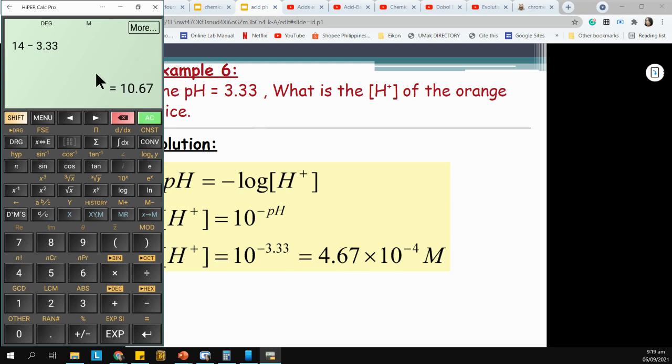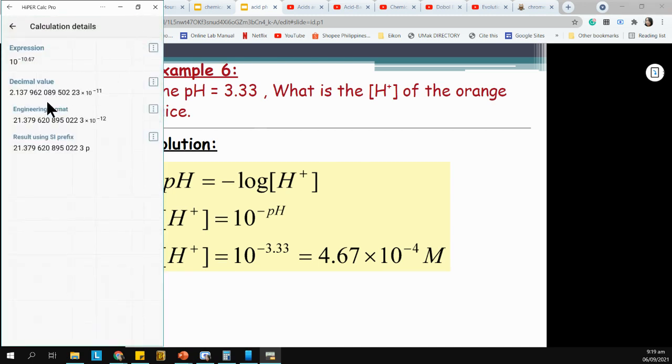Okay? So once you get the POH, to get the hydroxide value, it's gonna be shift log 10.67 negative. Okay? So since nakikita nyo siya ng ganito, yan. Ito po yung value niya. 2.1 times 10 to the negative 11. Okay? Or pwedeng 2.14 since 2 decimal places.